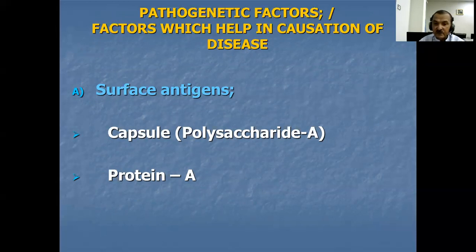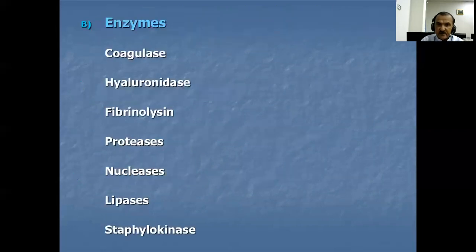Surface antigen, polysaccharide A, protein A. Enzymes: coagulase enzyme, hyaluronidase enzyme, fibrinolysin, protease, nucleases, lipases, staphylokinase. These are the types of enzymes which are produced by Staphylococcus aureus.